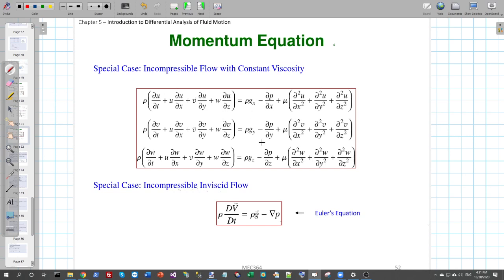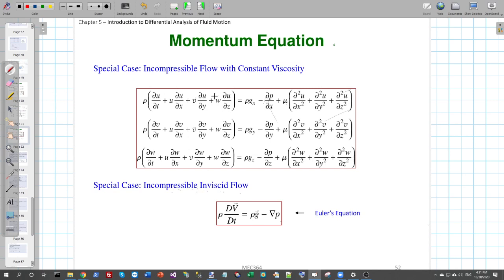Let's make the problem even simpler. Not only constant viscosity, let's assume viscosity is zero, which means the flow is inviscid. There is no viscosity, mu equals zero, so this term is gone, this term is gone, this term is gone, and the only thing left is here. We can rewrite this in vector form: rho times the total derivative dv dt equals rho g minus the gradient of p. This is the Navier-Stokes equation for incompressible inviscid flow.